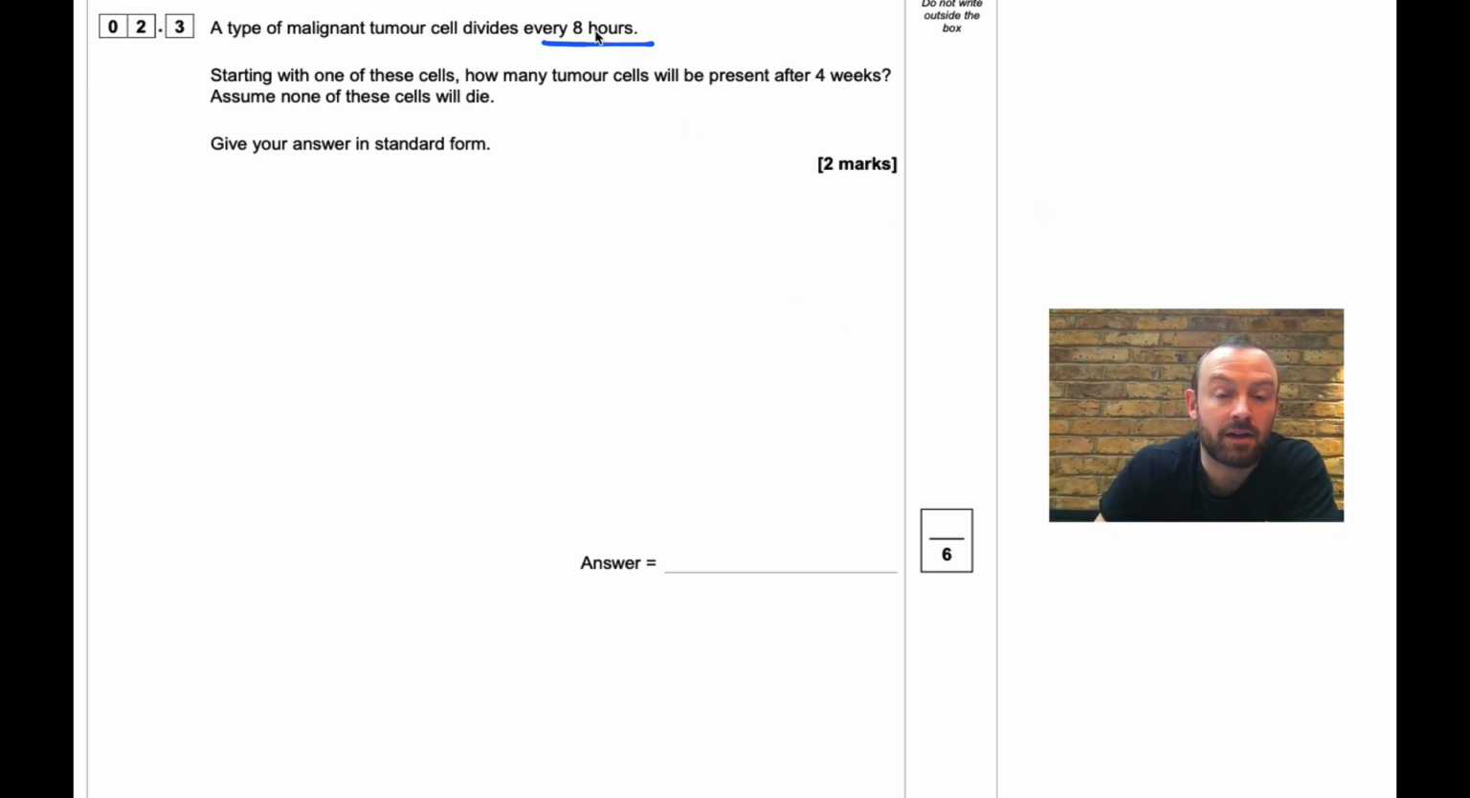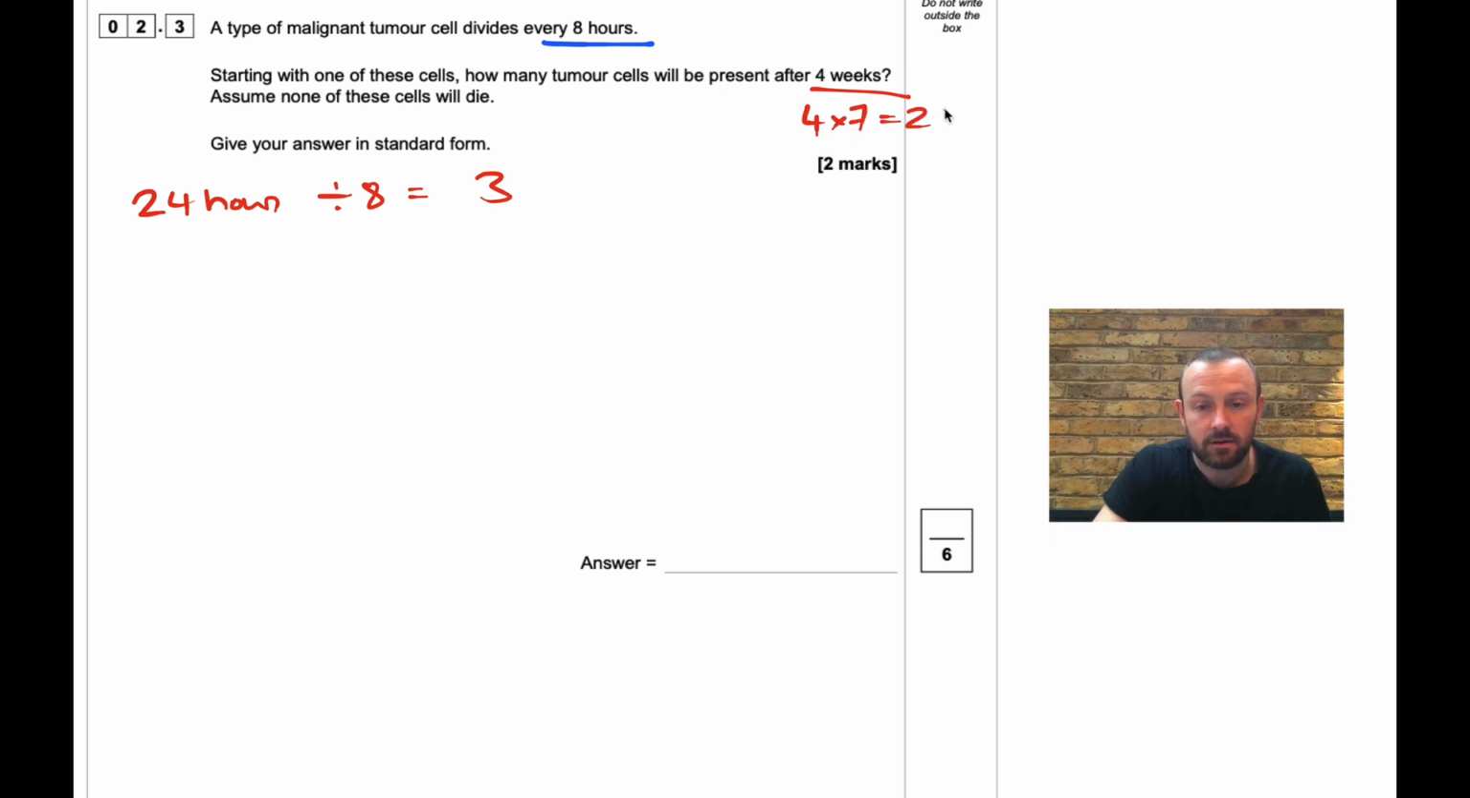So if it can divide every 8 hours, how many times can it do in a day? Well, a day is, of course, 24 hours. And if you divide that by 8, you get 3. So the cell can divide 3 times in a day. And then we need to think about 4 weeks, or how many days is 4 weeks? Well, it's 4 times 7 days, so it's 28 days. So we've got 28 days times 3 is how many times it can divide. So 28 times 3 equals 84.